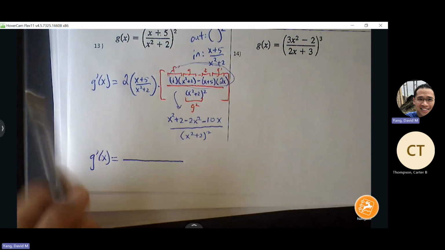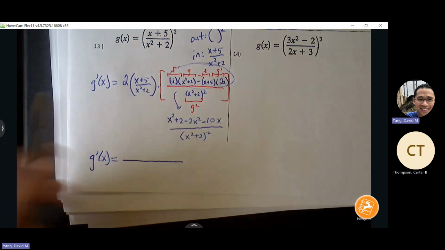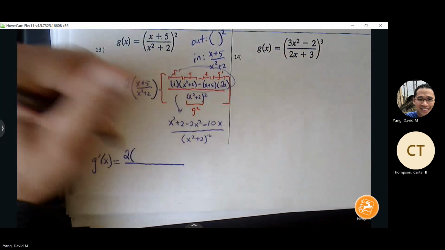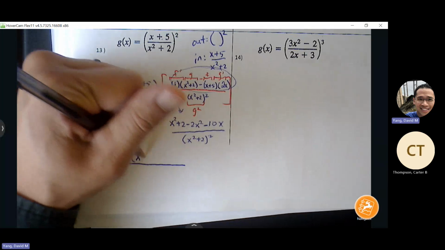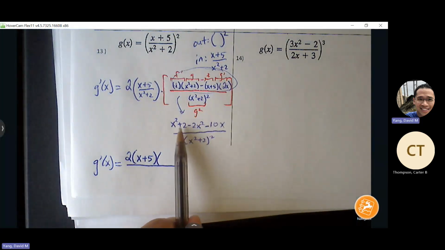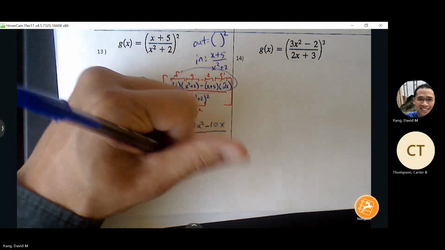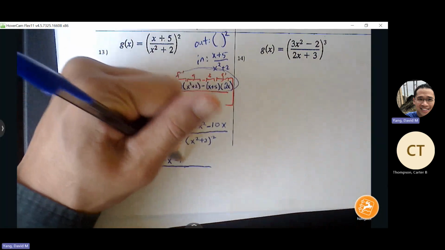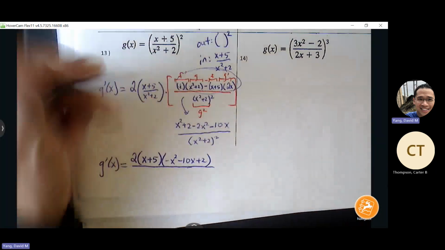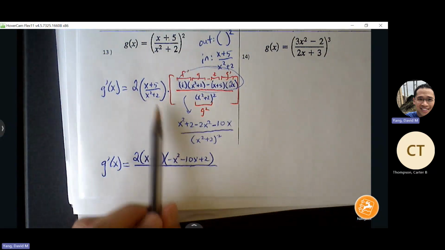All right, so what goes in the numerator? Let's go from left to right here. The 2 is going to be up there, right? 2 x plus 5. And this portion, right? This is negative x squared minus 10x plus 2. And my denominator, I got x squared plus 2, x squared plus 2.